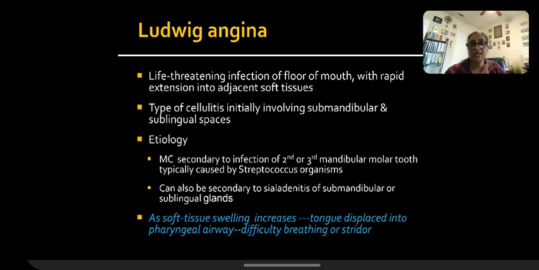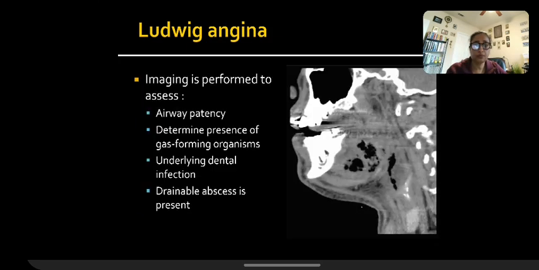And you can also sometimes get Ludwig's angina from adjacent sialadenitis of the submandibular or sublingual gland. The importance is basically when you get all this inflammation and infection in the sublingual space and the submandibular space, that can cause mass effect on the tongue, and the tongue can be displaced up into the pharyngeal airway, and it can cause narrowing of the airway, and the patient may have difficulty breathing. So that's why you need to pay very close attention to the airway in these patients.